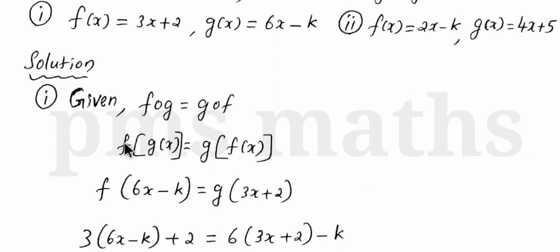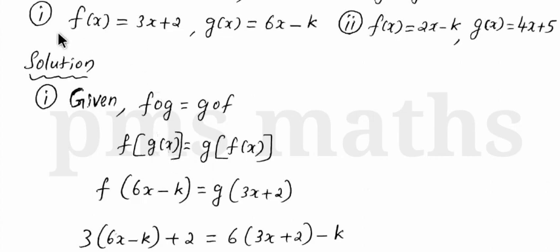f of g can be written as f of, instead of "of" we can put a bracket, then write g. What is g? g of x. Here also we can write g of, "of" means bracket, then write this f. f means f of x. Then substitute the values of g and f.